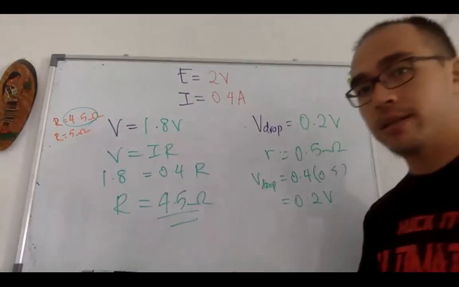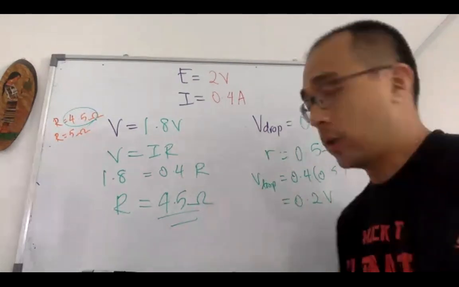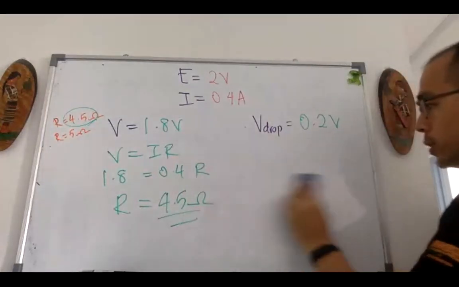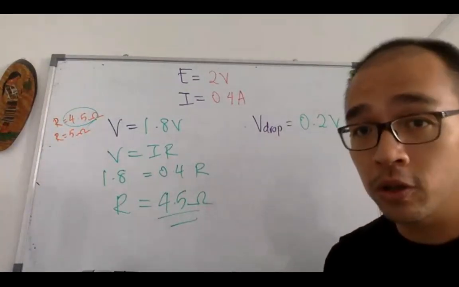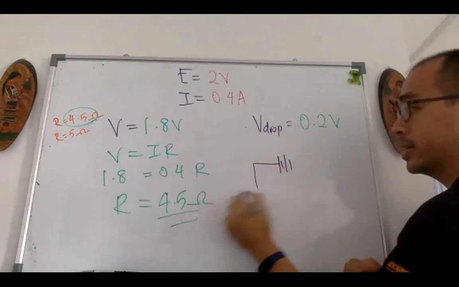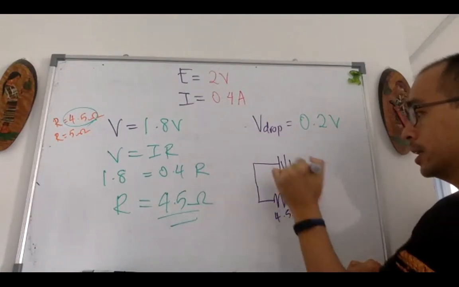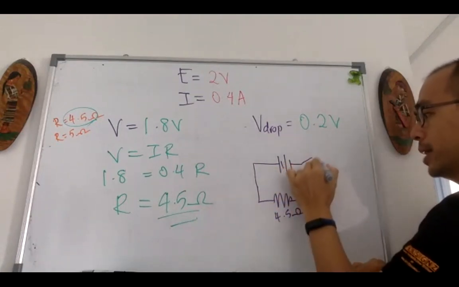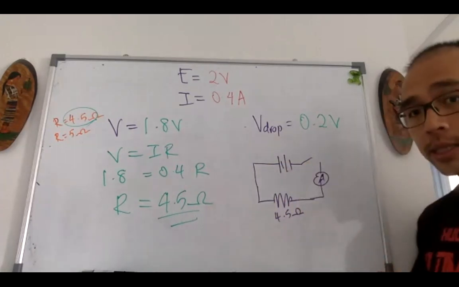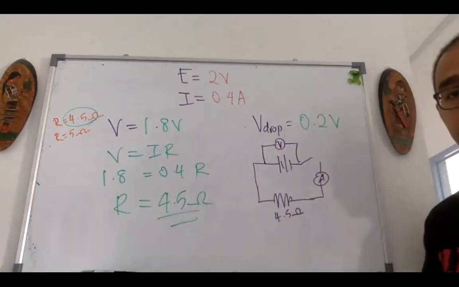Question A is a bit tricky because they ask what is the voltmeter reading in an open circuit. My question to you is, what does an open circuit look like? If this is my battery, and the resistor is 4.5 ohms, and I have the open circuit like this, with the ammeter reading here, the question is, if my voltmeter is here, what is my reading?